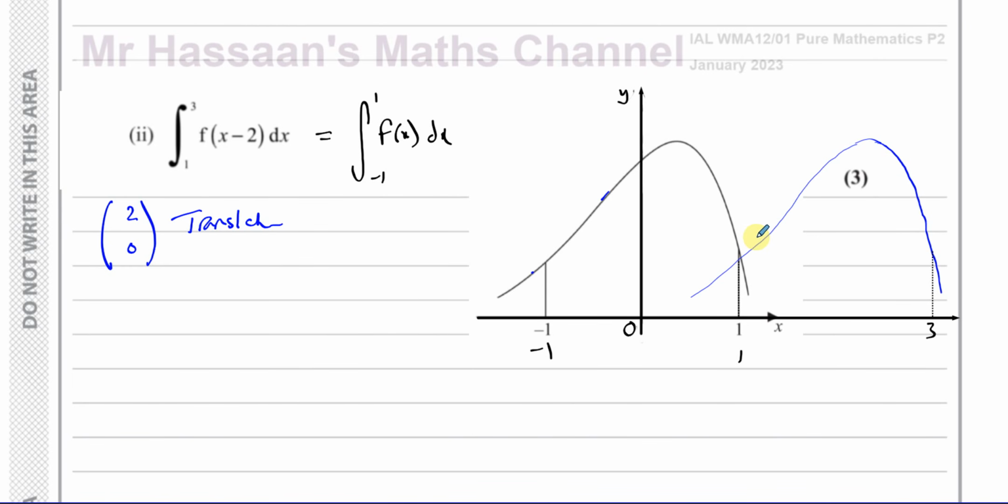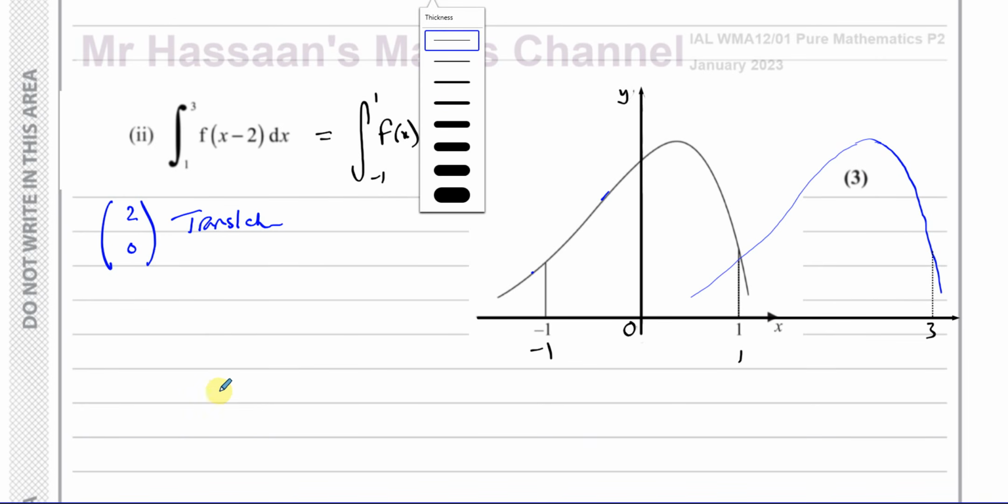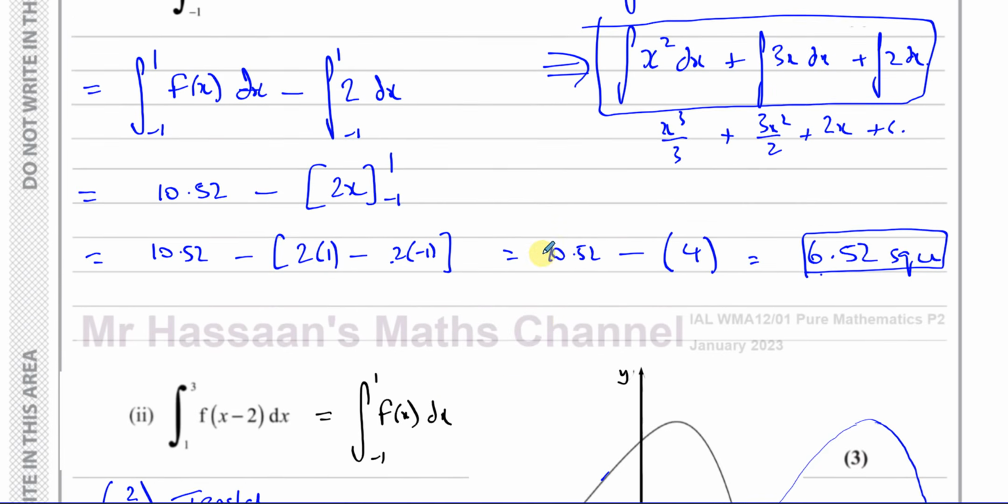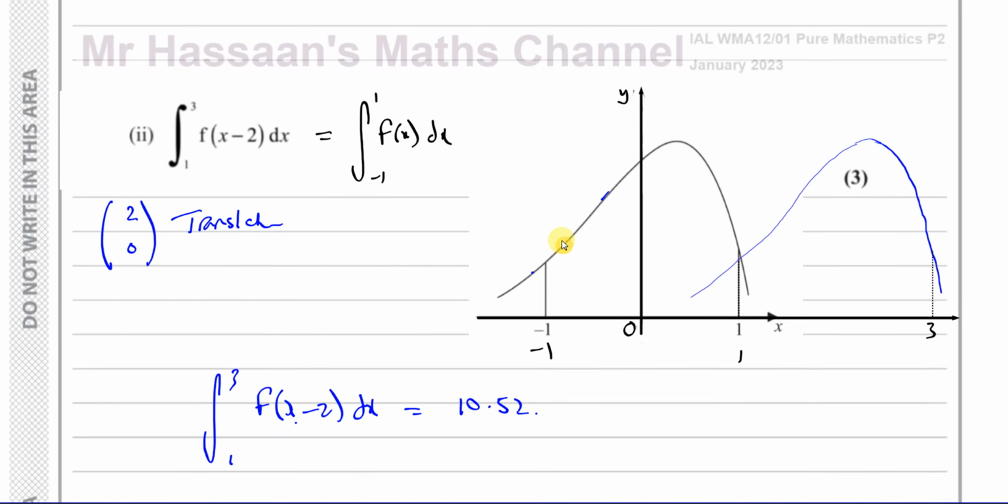The shape of this graph hasn't changed. It's just translated. And the shape between -1 and 1 is the same as the shape between 1 and 3 of those, because it shifts 2 spaces to the right. So that area hasn't changed at all. Okay, so we can say that the answer for part 2 is going to be 10.52. So we can say the integral between 3 and 1 of f of x minus 2 with respect to x is going to be 10.52. Okay, the same answer as the original answer. Okay, so there's the answer to part B, part 2 of this question.